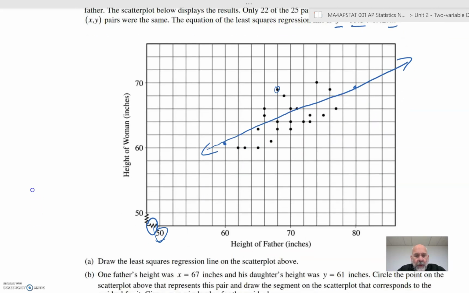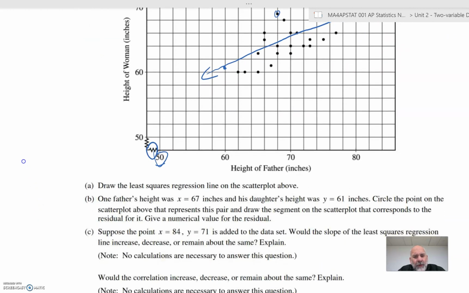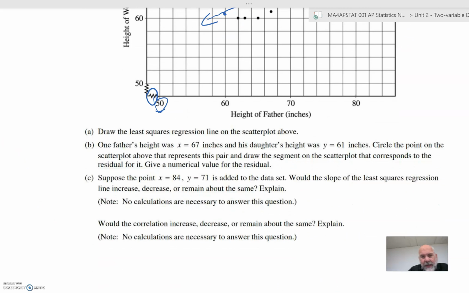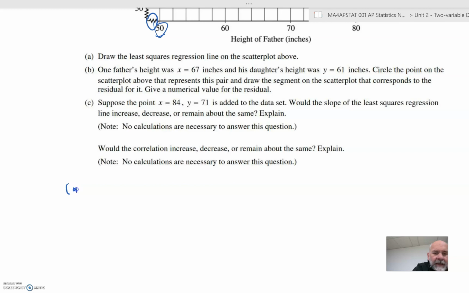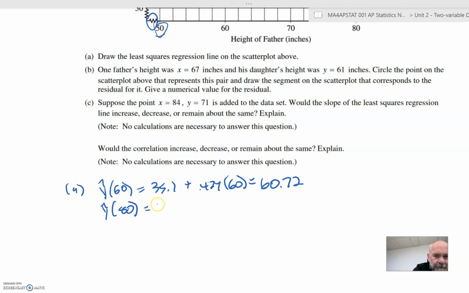All right. So I drew it, and for question A you just had to draw it, but they might want to see a little work. They always expect to see work on these things. So for A, I'm going to show that y hat of 60, using function notation, equals 35.1 plus 0.427 times 60, which is 60.72. I'm showing my work, and y hat of 80 I've shown once, so they know how I did it, and that shows them how I got that line.